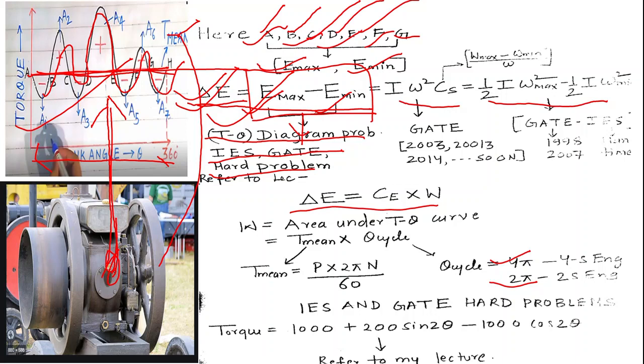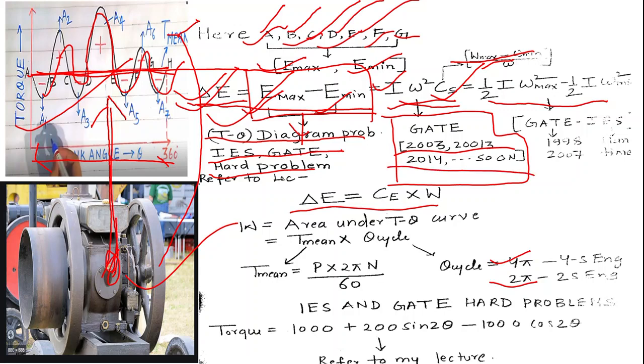The next part is I omega square Cs. This is another way of finding delta E, where I is the moment of inertia of this flywheel, and omega is the mean angular velocity of the flywheel, which is given as omega max plus omega min divided by 2, and Cs is the coefficient of fluctuation of speed, which is given as omega max minus omega min divided by omega, the mean speed. So this is another case. Most GATE papers, every year, you will find a problem on this formula. Okay friends, this is very important for GATE aspirants. We can use this formula to find out delta E.